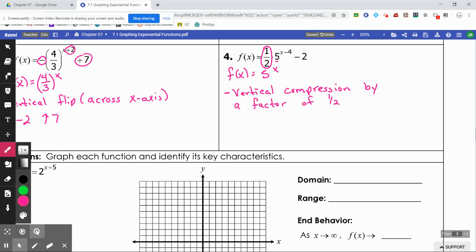And then the only other 2 transformations are these translations. The minus 4 on x would move it right 4 units. The minus 2 on your y would move it down 2 units.